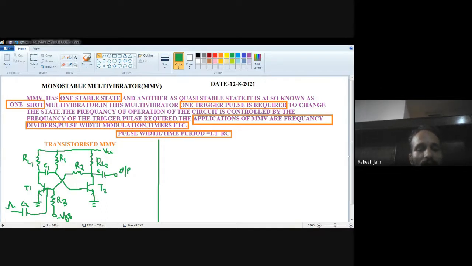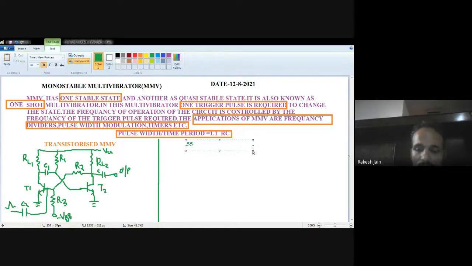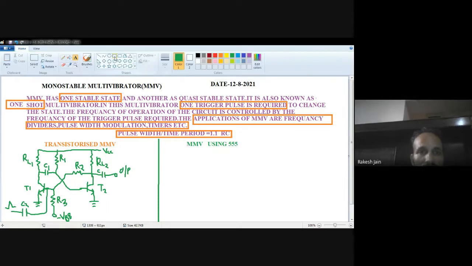Now we will see the 555 timer diagram of the monostable multivibrator. So see the 555 structure. So the monostable multivibrator using 555. Okay, so see firstly this 555 structure.